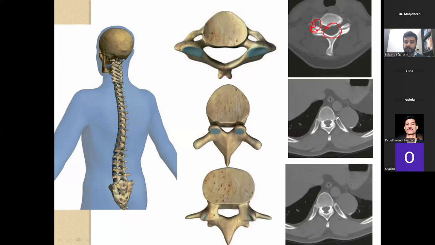Coming to the dorsal region, there's a shorter canal. At the same time, we can also appreciate here the rib. This is the rib passing on either side, so that signifies this is the dorsal region. Coming to the lower lumbar region, I think this is the same dorsal process.